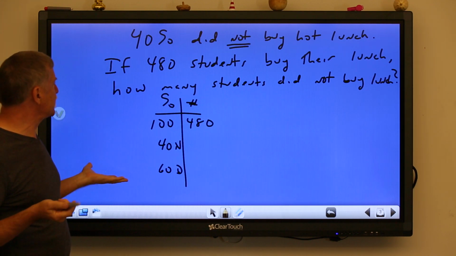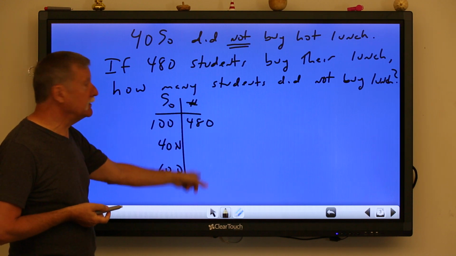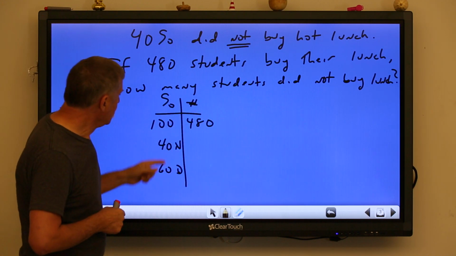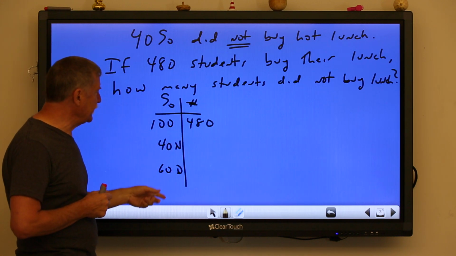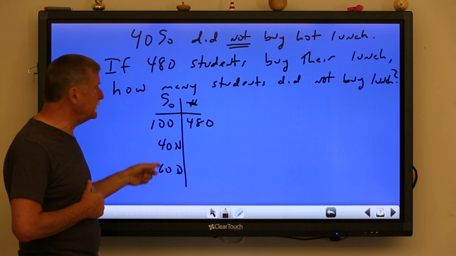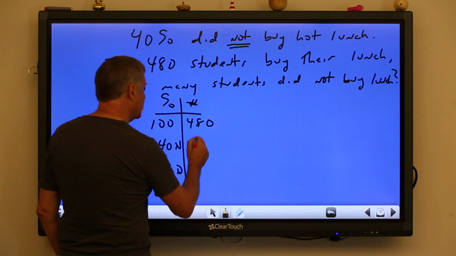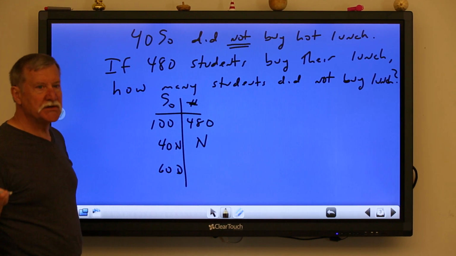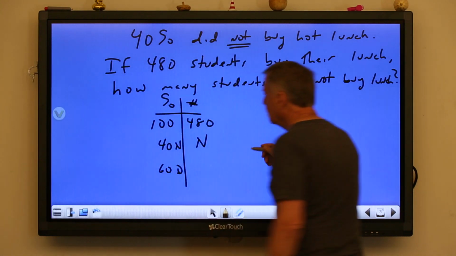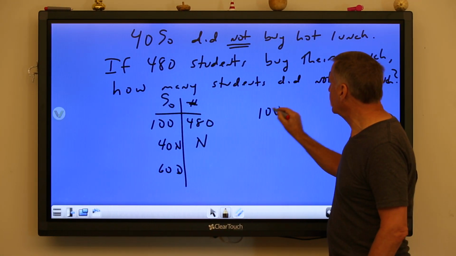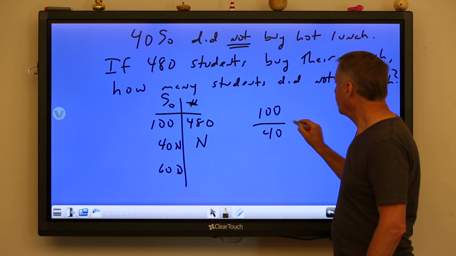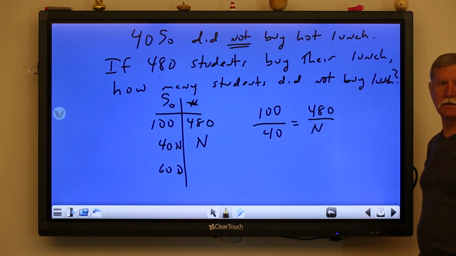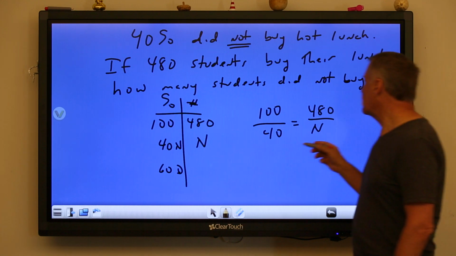And now what's the question asking for? How many, in the number column, students did not buy hot lunch? Well, I'm looking for the thing that goes with not. I got 40 not and 60 did, so this not is what I'm trying to find, right there. And that should immediately suggest a proportion for you, because now we can write 100 over 40 equals 480 over what we're trying to find.